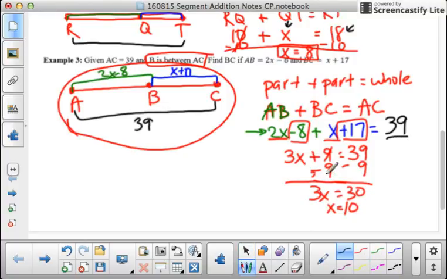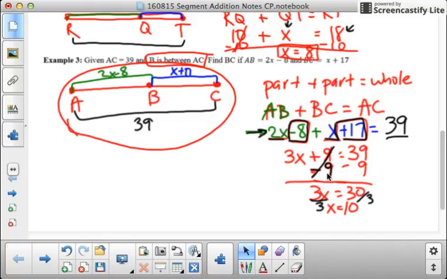Then I combine my terms. I start on this row. Well, what is negative 8 plus 17? Positive 9. And what's 2 plus 1? 3x. Then all I have to do is subtract 9 from both sides. Those cancel. This gives me 3x equals 30. Divide by 3, and I get x equals 10.